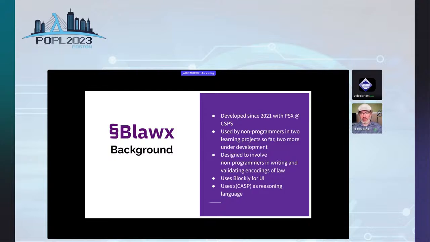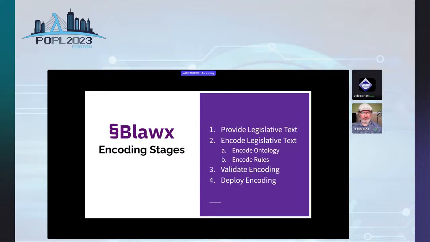It uses Blockly, which is a Google library, to do the user interface. That's a tool for educating children on how to write code. So if it works for kids, maybe it'll work for lawyers, is the thinking. And I can say that because I am a lawyer. It also uses s(CASP), which you've already heard about today, as its reasoning language in the back end.